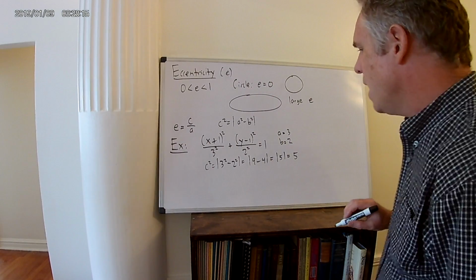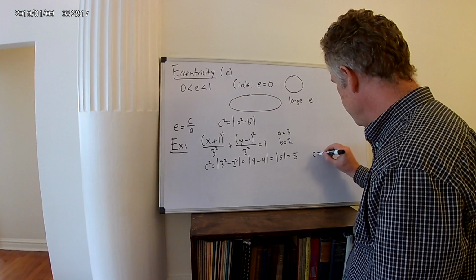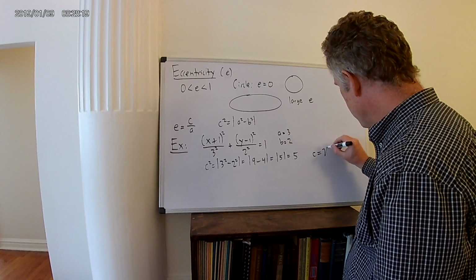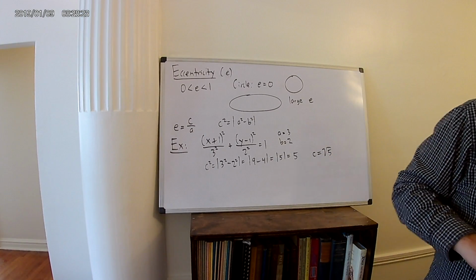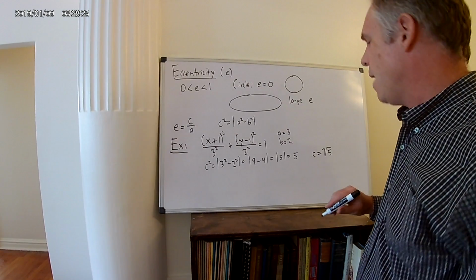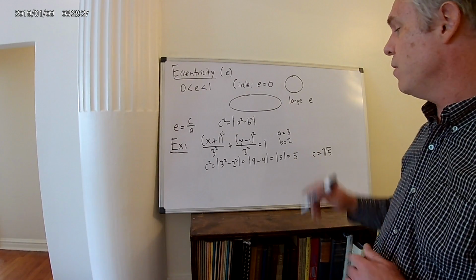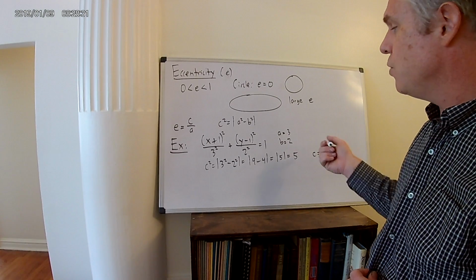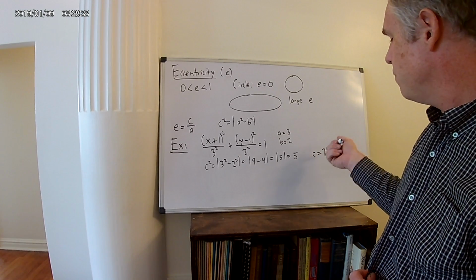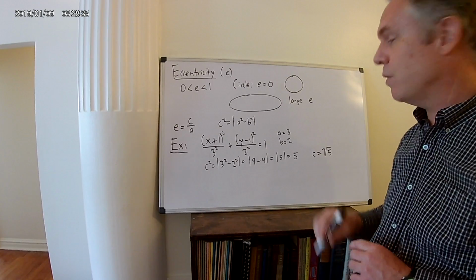And then if I take the square root to get C, C equals the square root of 5, which is approximately 2.24 or something like that. So C is the square root of 5. In other words, for this ellipse, the distance from the center to each focus is the square root of 5 from the center.